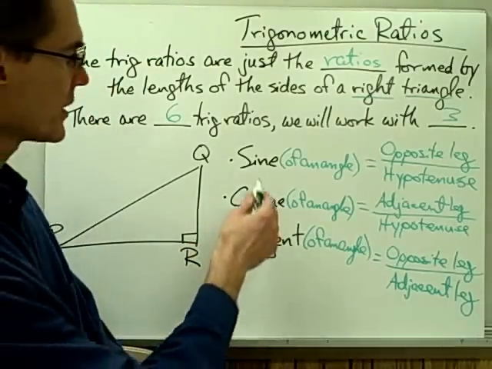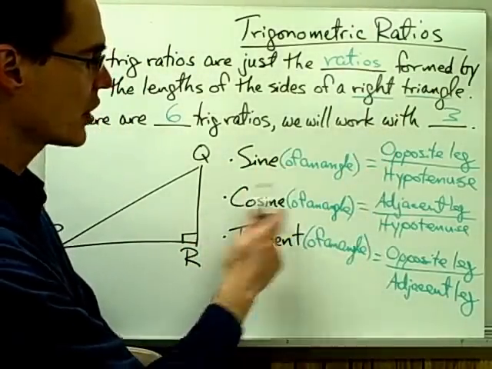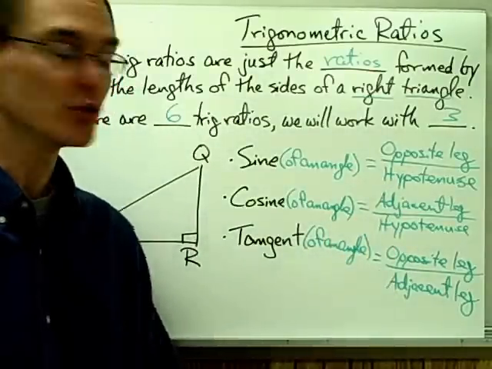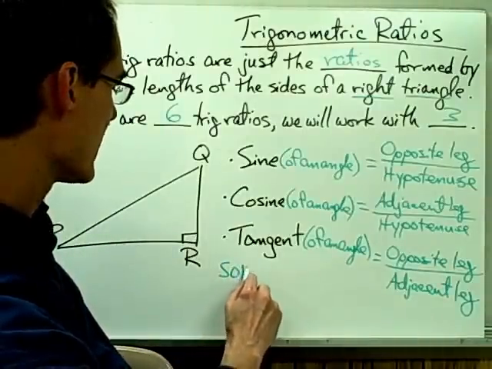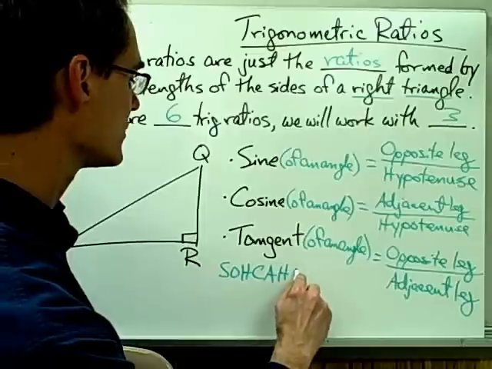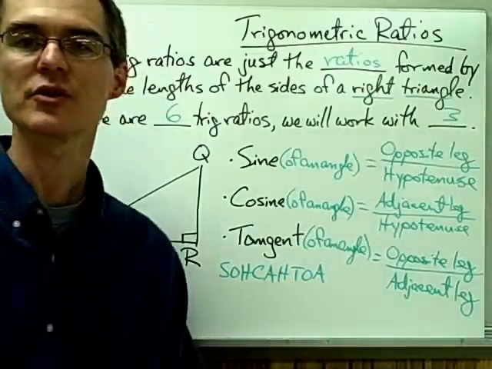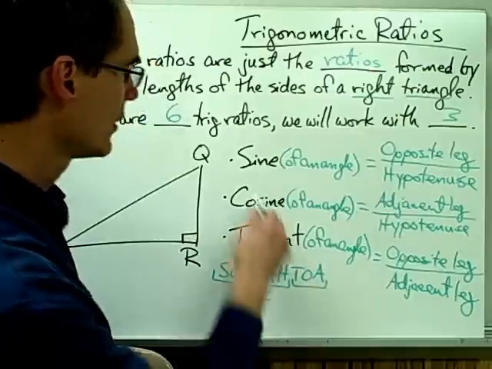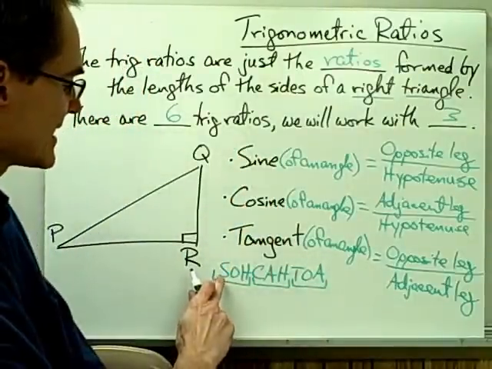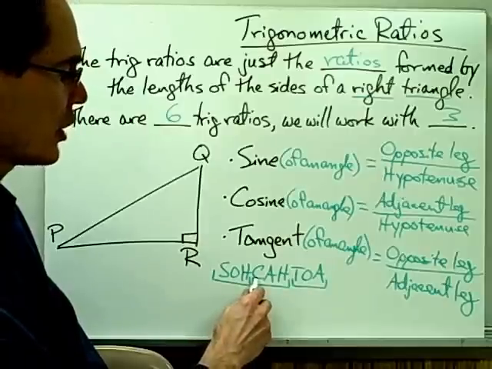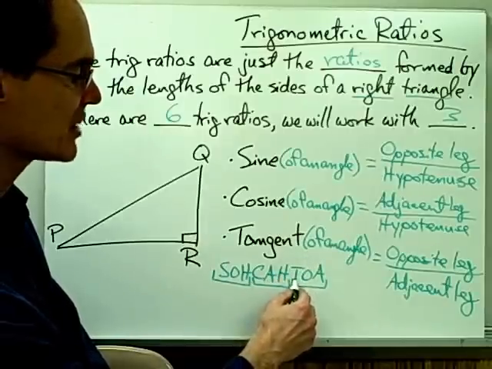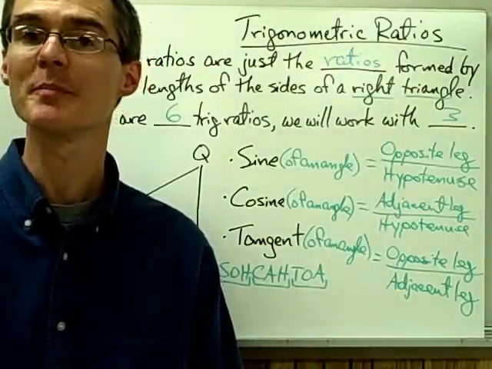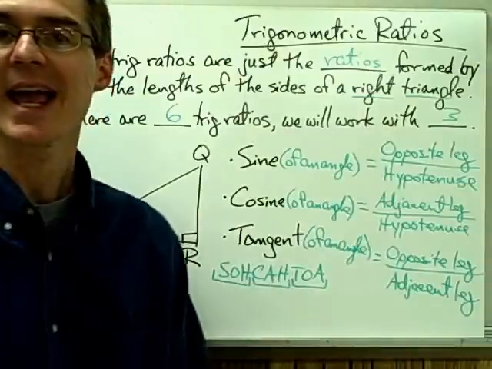Now, if you'll notice, we have sine is opposite over hypotenuse, cosine is adjacent over hypotenuse, and tangent is opposite over adjacent. There's a mnemonic that you may have heard of that is SOHCAHTOA, and this is just a way to remember these three trig ratios. Sine is opposite over hypotenuse, cosine is adjacent over hypotenuse, and tangent is opposite over adjacent. So SOHCAHTOA helps you to remember the definitions of sine, cosine, and tangent.